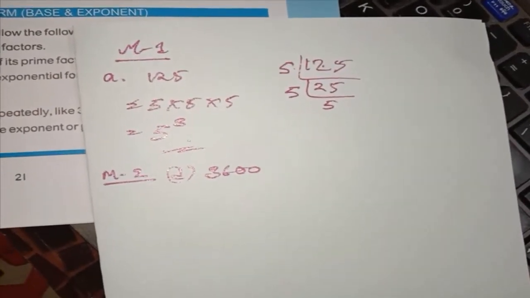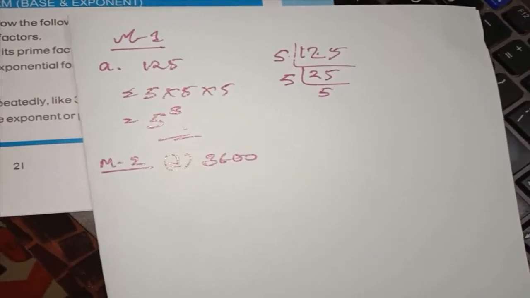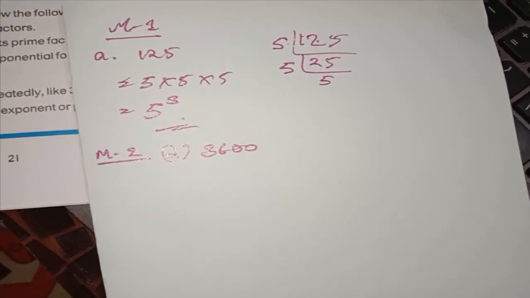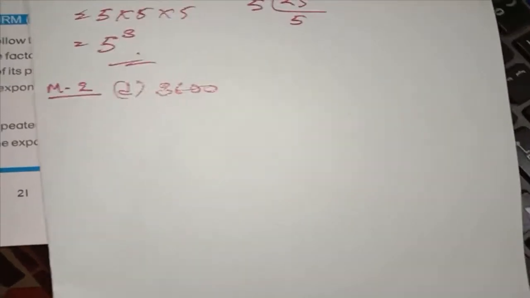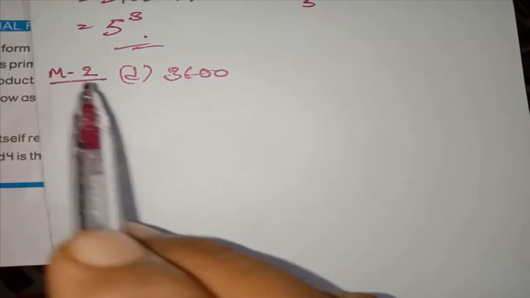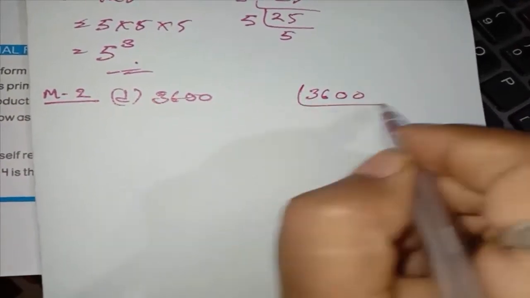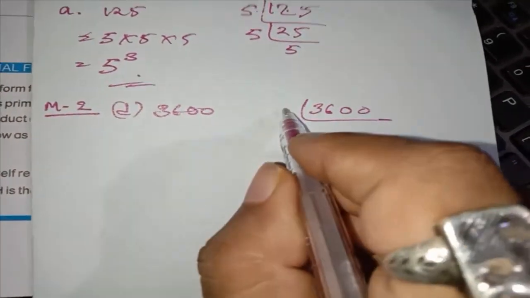Now in module number 2, the question is to express as a product of prime factors in exponential form. So first of all, let us consider question number D, 3600. Again, we are going to do the prime factorization. Since this is an even number, we will divide it by 2.